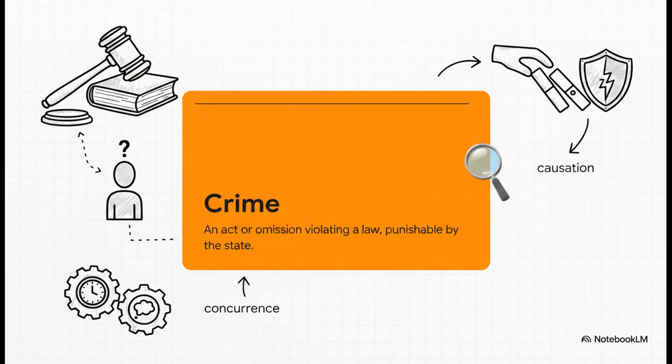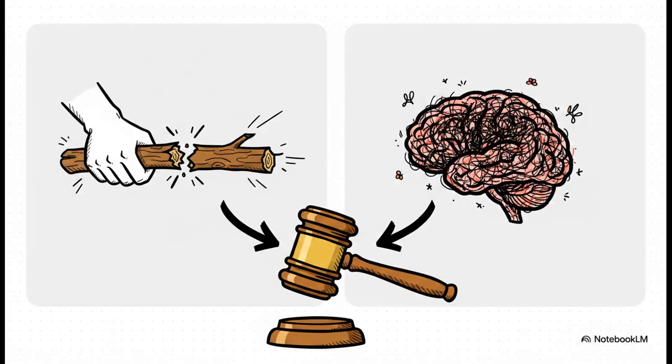Fundamentally, a crime is an act, or even a failure to act, that violates a specific law and is punishable by the state. But the real legal battles, those happen over two incredibly vital elements: concurrence, which means the act and the intent happen simultaneously, and causation, which is proving the act directly caused the harm. And this brilliantly illustrates the absolute foundation of criminal law: actus reus versus mens rea. Actus reus is the physical guilty act. Mens rea is the guilty mind, or the intent. For a crime to actually occur, you generally need both.